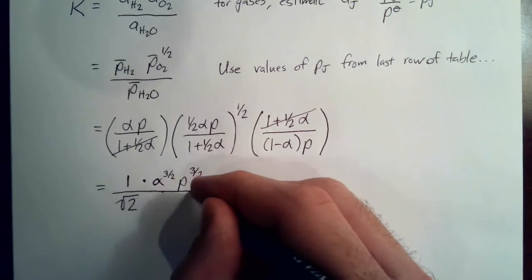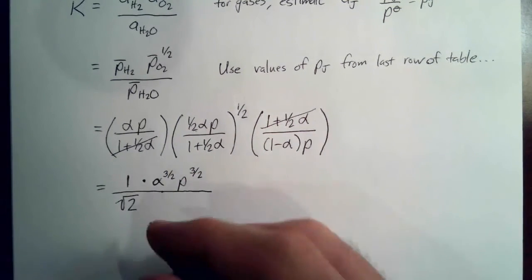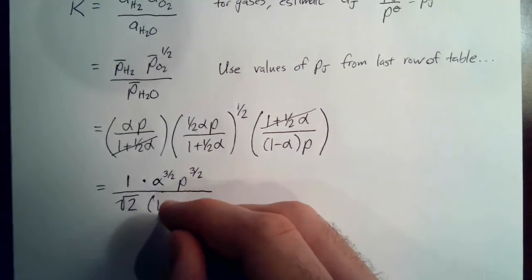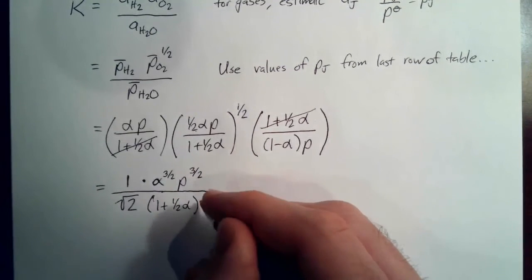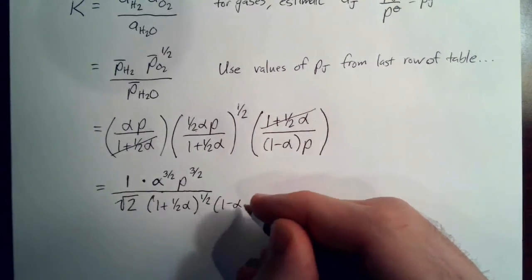And then that's it for the numerator, and then I still have these terms down here in the denominator. So I have 1 plus 1/2 alpha to the 1/2 times 1 minus alpha times p.